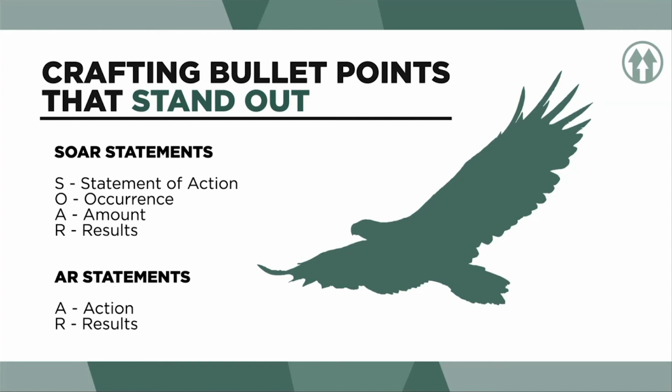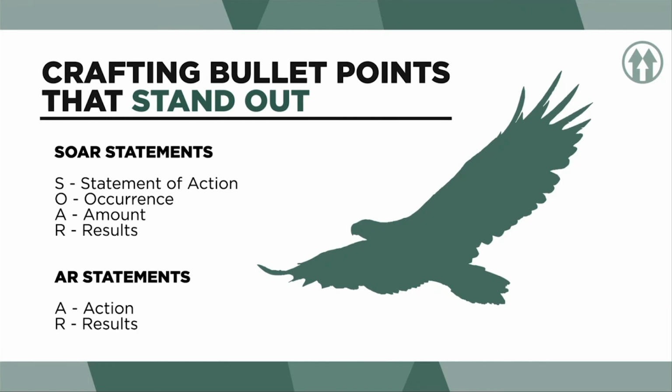So SOAR, that means statement of action. That means using your action verb. So managed, led, operated, implemented, created. So those strong action verbs that you can start the sentence off. Occurrence is how often the action occurs, so daily, weekly, monthly. The A, amount, how much, how many, 20%, 50 times, 100 million. And then the results, that's key.